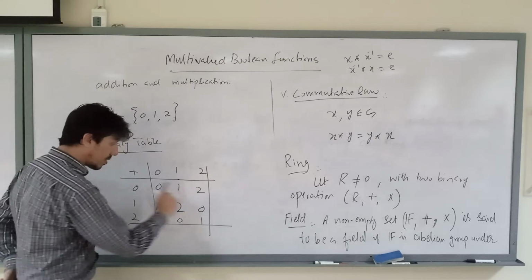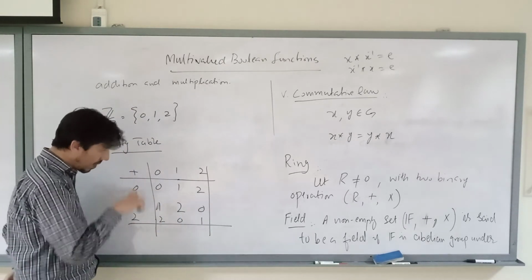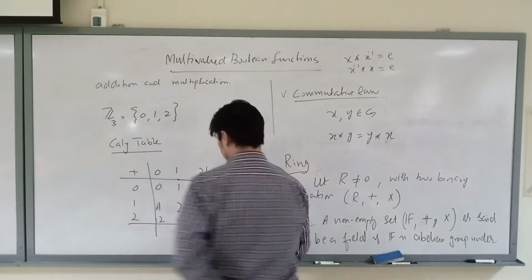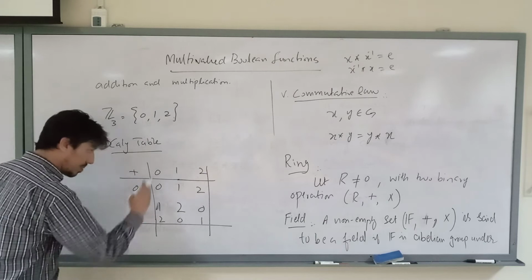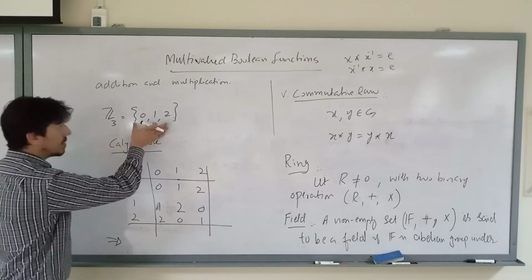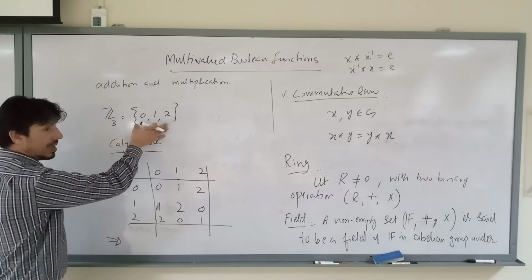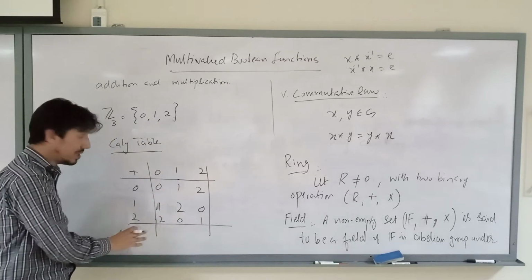So see, there is no repetition in any row or column, so what does this form? A group. Since there is no repetition, this implies there is no repetition row-wise and column-wise of the elements of Z3. In that case we can say these form a group under addition.